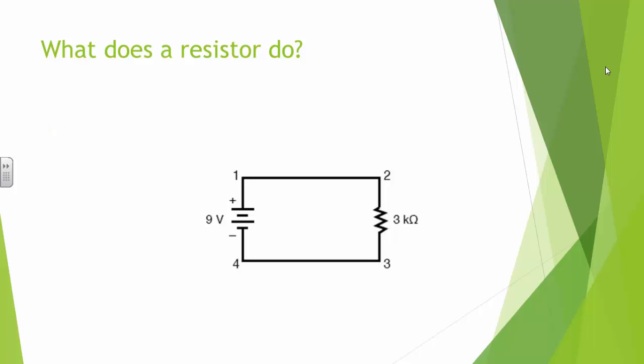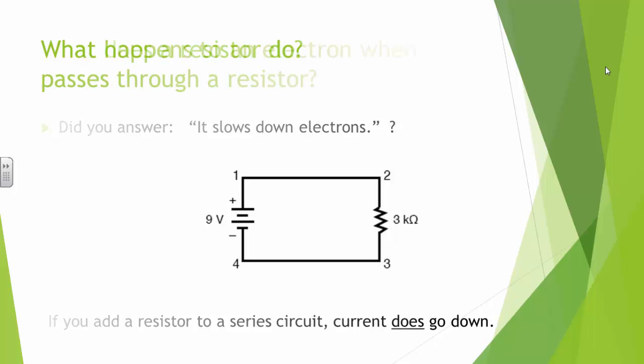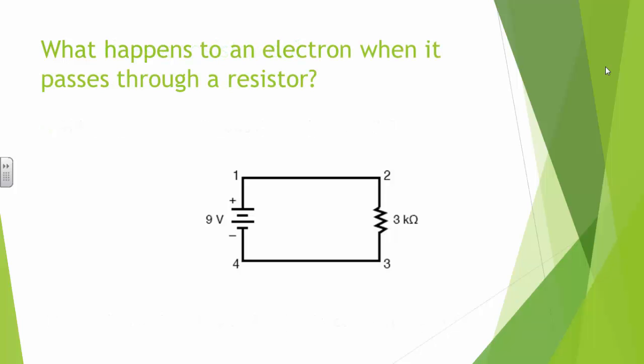Welcome back. Okay, probably the most likely answer from a high school student would be a resistor slows down electrons, because that's drilled into us from science class. And if you answered that, fair enough. Because if we add a resistor to a series circuit, current goes down. In other words, it slows down electrons. Let's ask a different question. I'd invite you to again ask yourself the same thing. What happens to an electron when it passes through a resistor?